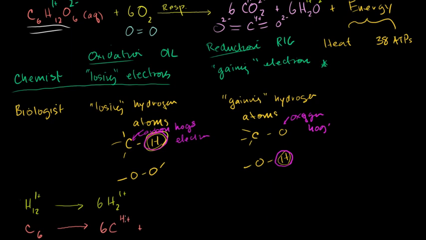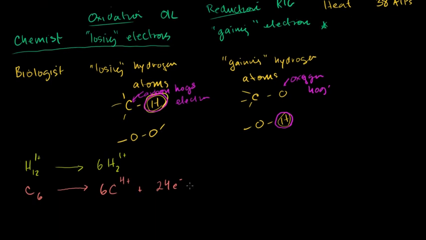We have 6 of them. 4 times 6 is 24 electrons. These are the electrons that the carbon lost. So we see in cellular respiration that the carbon is oxidized. Carbon oxidized. Right? Oxidation is losing electrons. We see in cellular respiration, as we draw the half reaction, the 6 carbons are losing a collective 24 electrons.